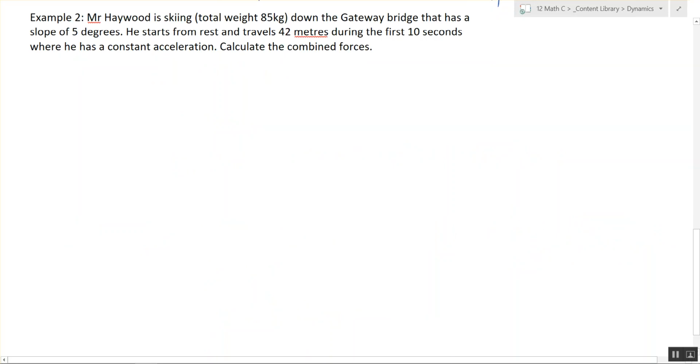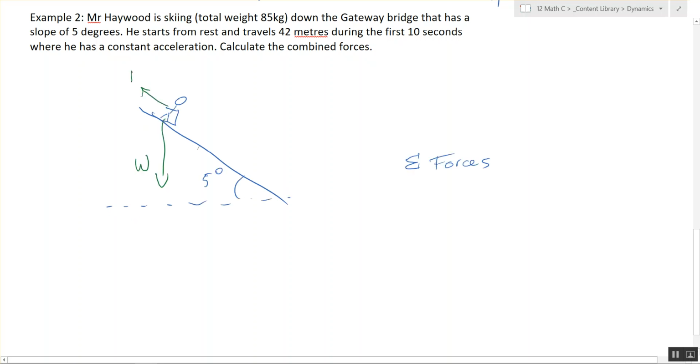Let's draw another example. Draw a picture. We've got friction. We've got normal, which acts perpendicular to the plane. And we have W. So if this is the 35 degrees, because of our triangle rules, the one on the left is the same angle.